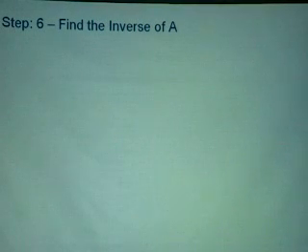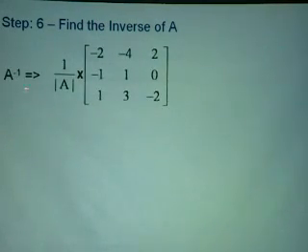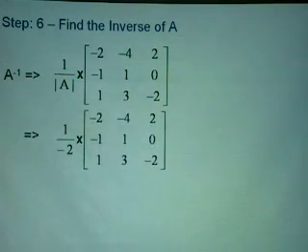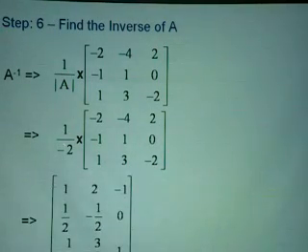Step number 6 is to find the inverse of A using the formula 1 over the determinant of A times the adjoint of A here. We have found earlier the determinant of A equals negative 2. So therefore we will take negative 1 over 2 times all the elements in the adjoint of A. So from here we get negative half times negative 2 equals 1, negative half times negative 4 equals 2, negative half times 2 equals negative 1, negative half times negative 1 equals half, and so on. So this is the inverse of A.